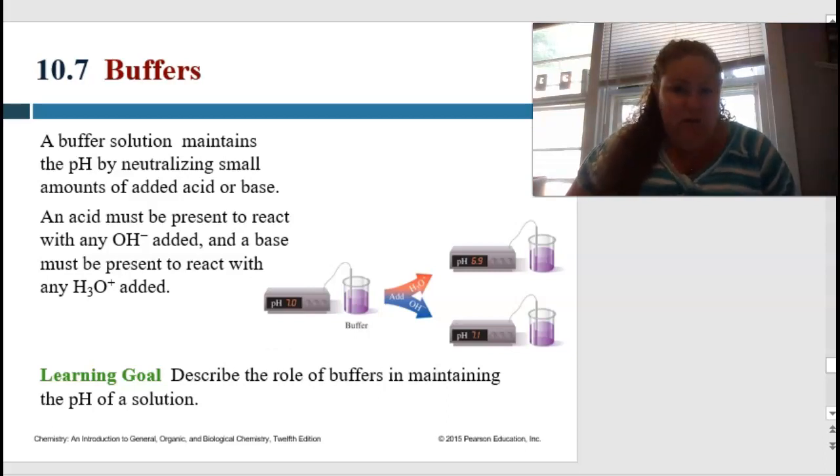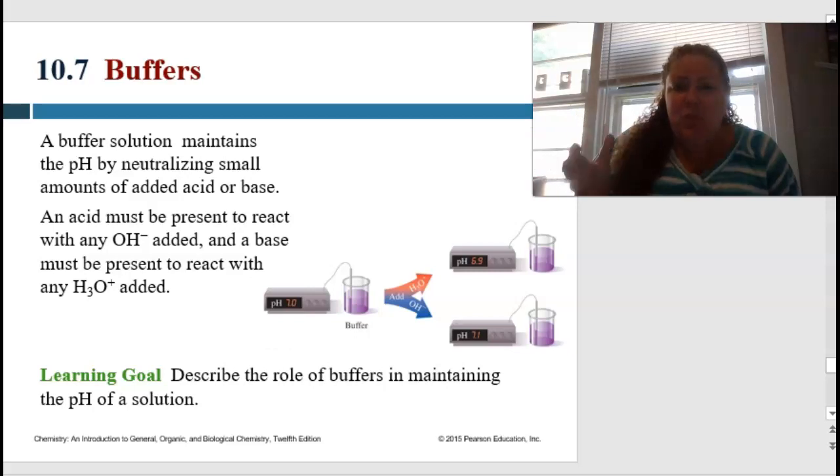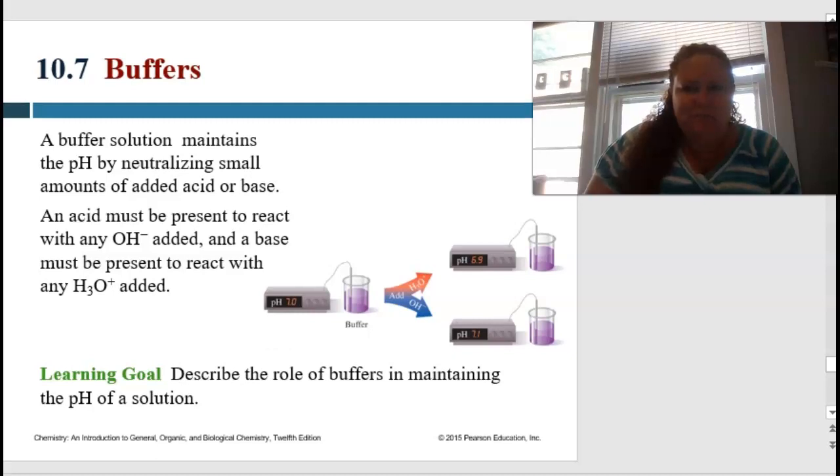And so these are great for your body because it keeps that homeostatic level, and I mean, those hydrogen ions, that's what makes the pH scale, right? So if we didn't have a way to bind those and buffer those, then the pH of our blood could tank, etc. So buffers are very, very important. So we get to learn to describe the role of buffers in maintaining the pH of a solution.